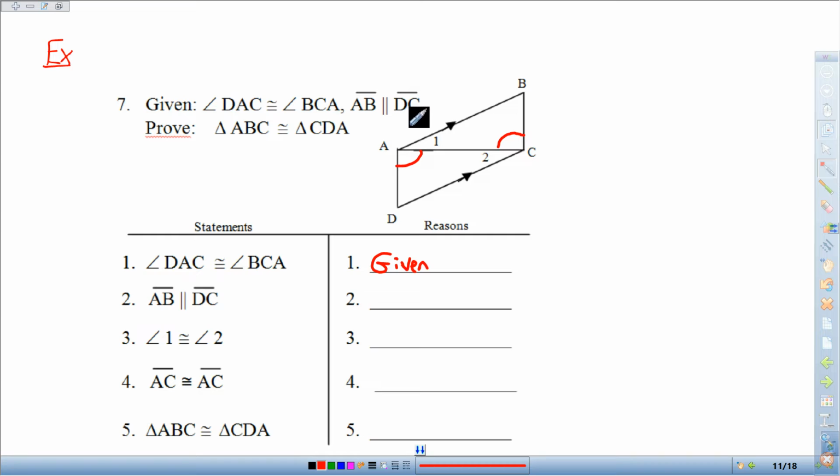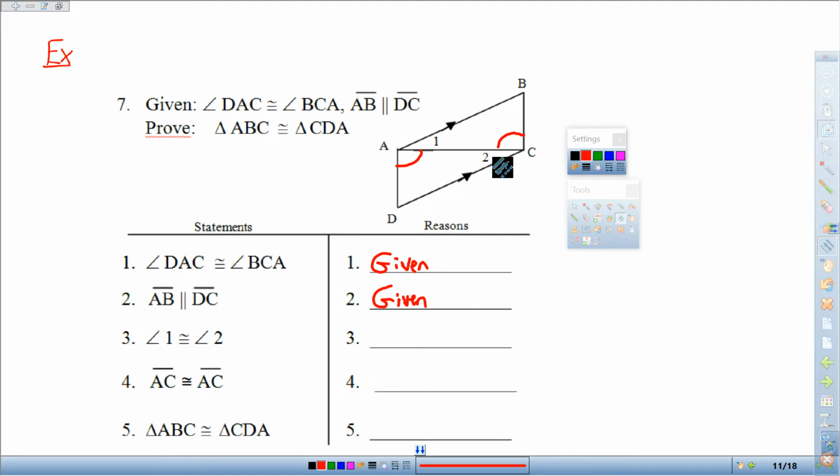Moving along. Next thing they're telling us, parallel lines. Okay, AB is parallel to DC. All right, there's our statement. Why do we know that? It's been given. All right, when we have parallel lines, we know we can get some additional information out of those.